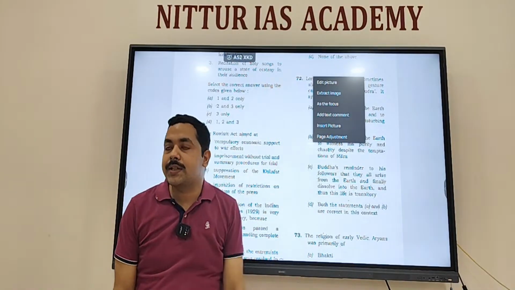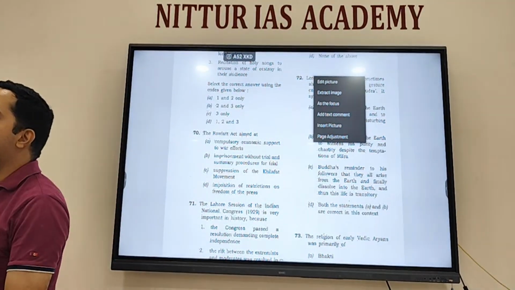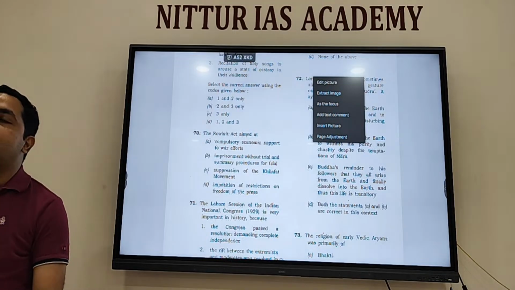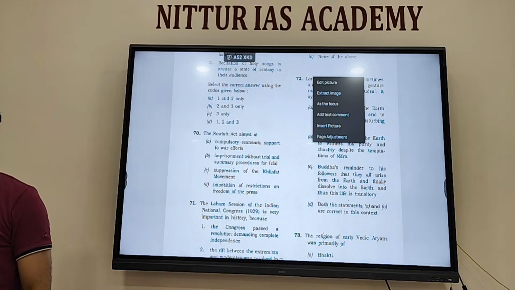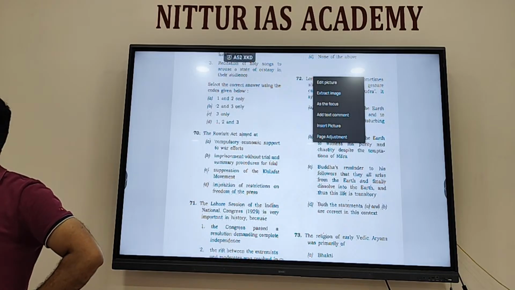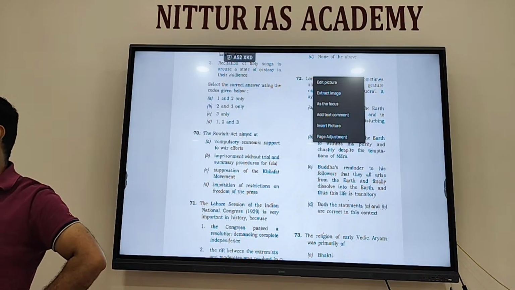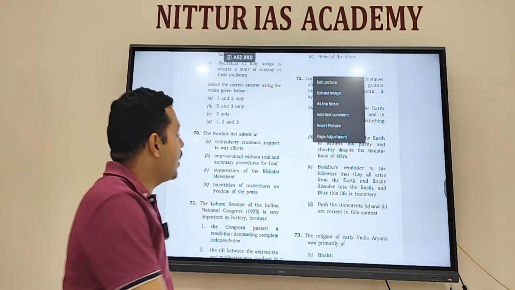Temptation by whom? Temptation by Mara. This temptation of Mara is when Buddha was attaining nirvana. Despite the temptation of Mara, that is also indicated in the paintings. Those are the famous paintings of the Ajanta caves. Clear? Any doubt regarding this one? And you can also answer this now.